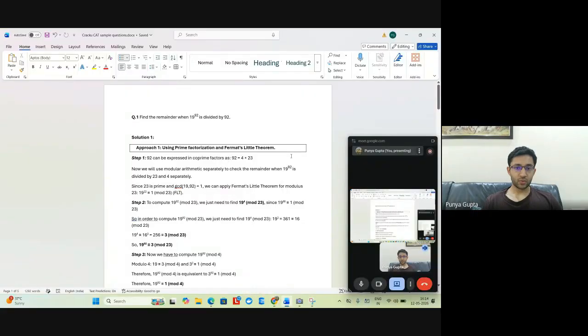So this is the first question. The question is based on number theory. It is a simple yet interesting question. The question asks us to find the remainder when 19 raised to the power 92 is divided by 92. So there are a few approaches for this question.